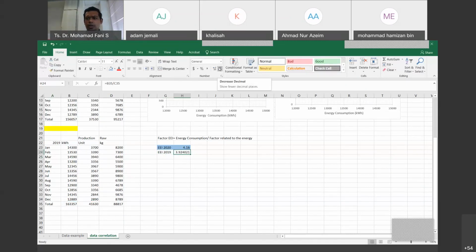Ya, Azam, ni Azim. Macam mana buat yang R square tu? Terlepas lah. Allah.